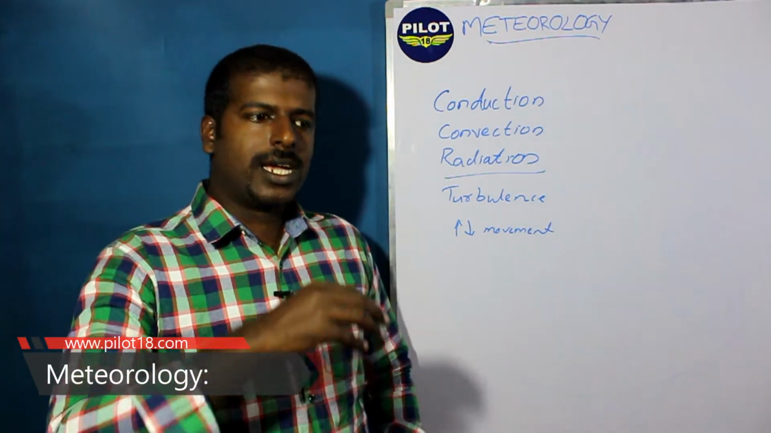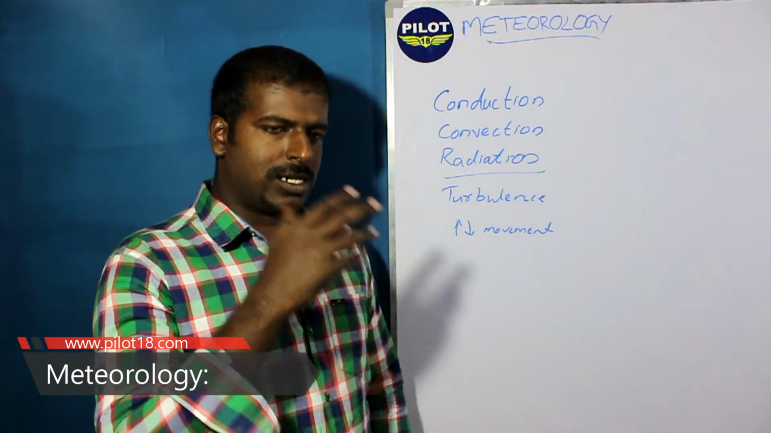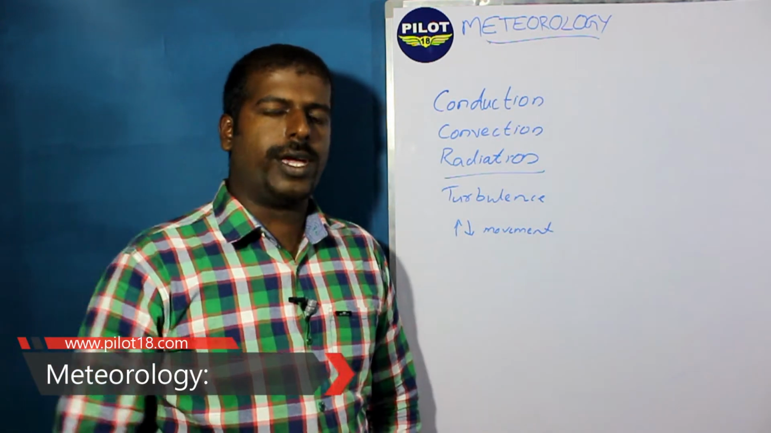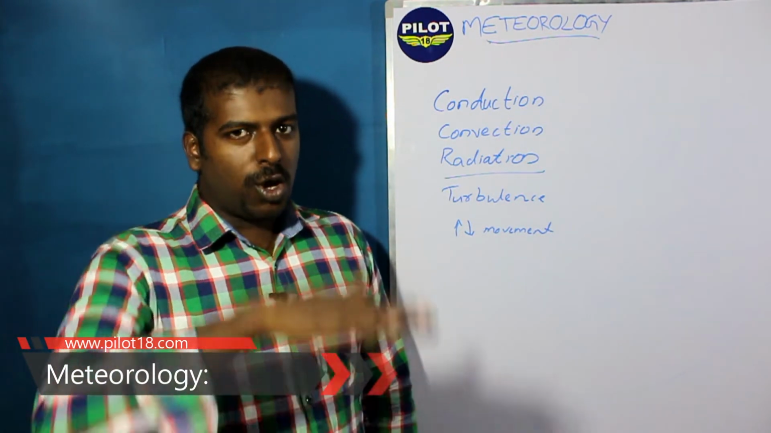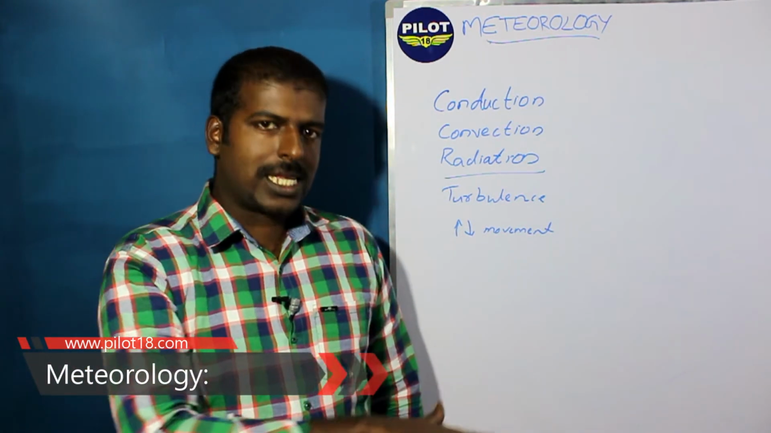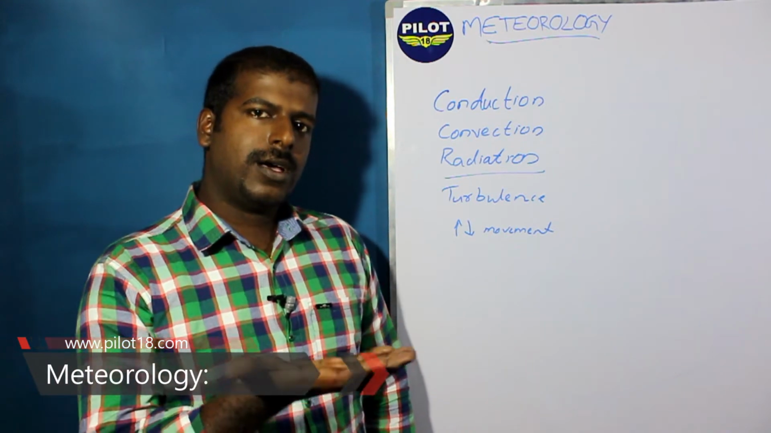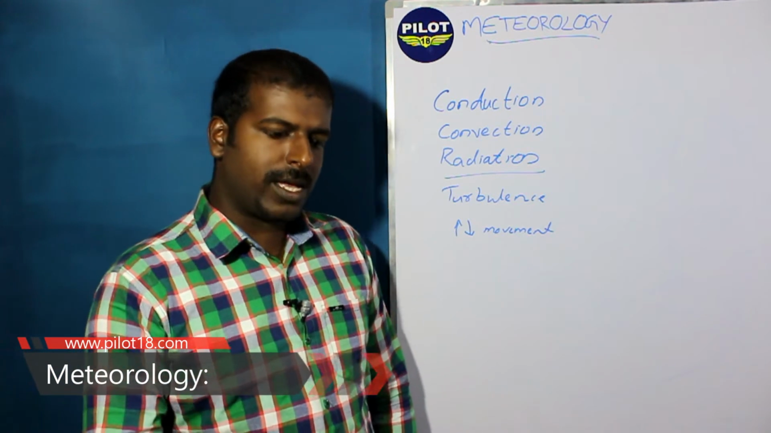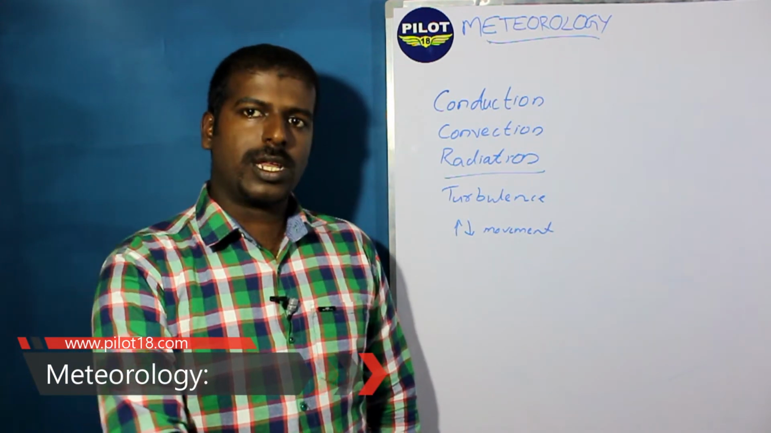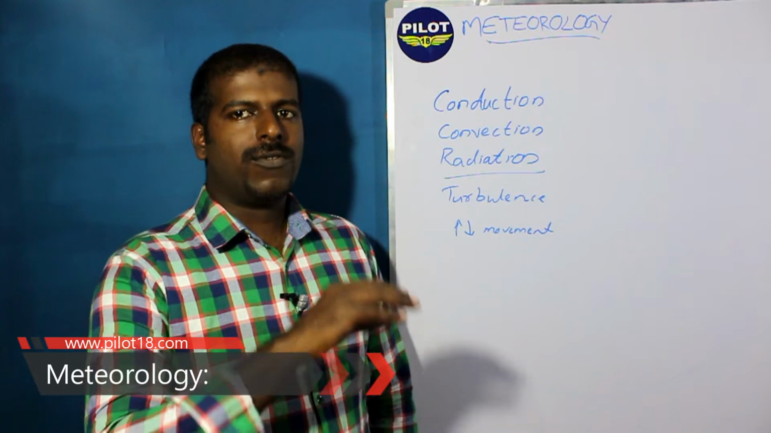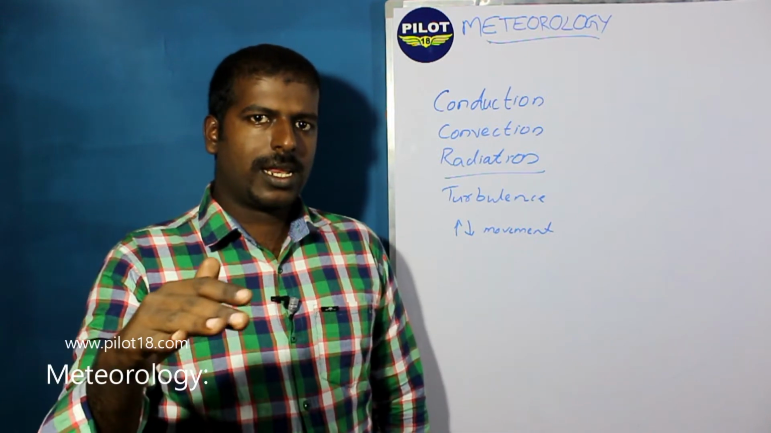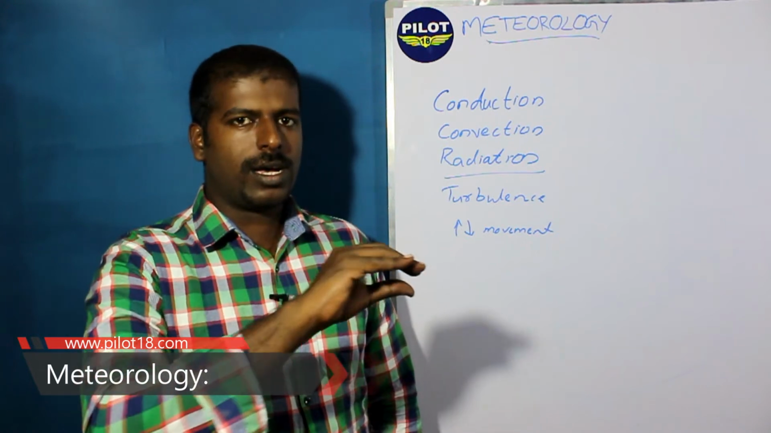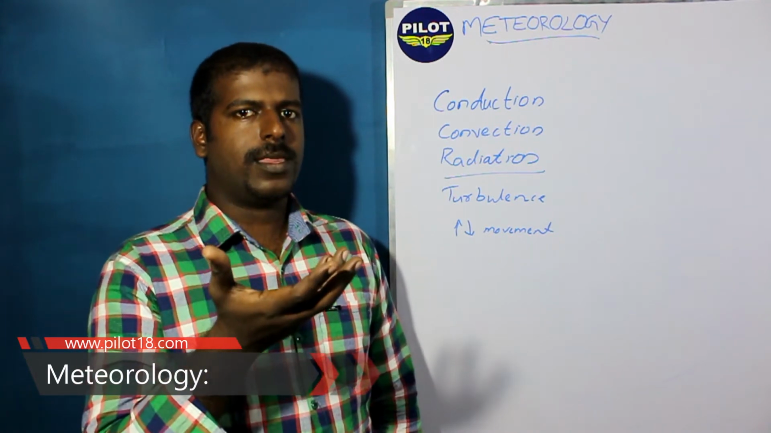What is conduction? Conduction is nothing but transfer of heat energy by touch, means by direct contact. The lowest layer of the atmosphere, which is touching the ground, gets heated up from the ground. If the ground is hot, it will heat up the air adjacent to the ground. Okay, the earth is heated up due to solar radiation, and the air just above the earth's surface gets heated up.